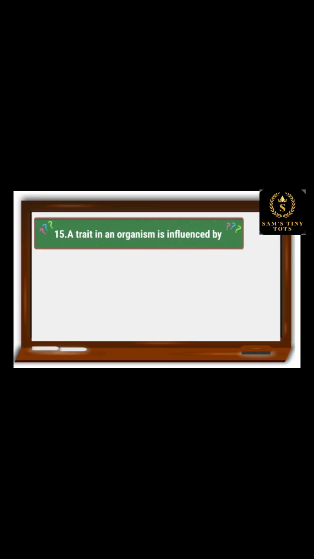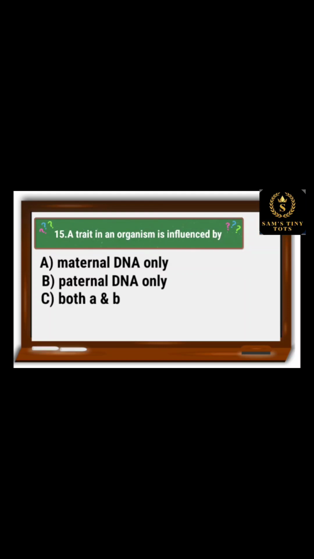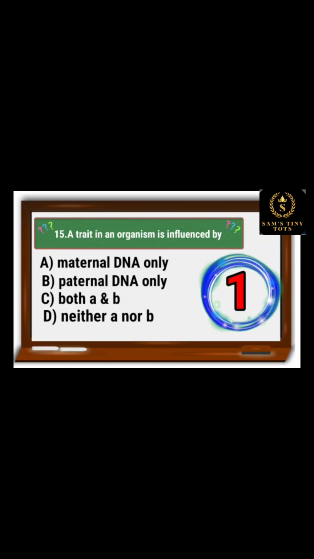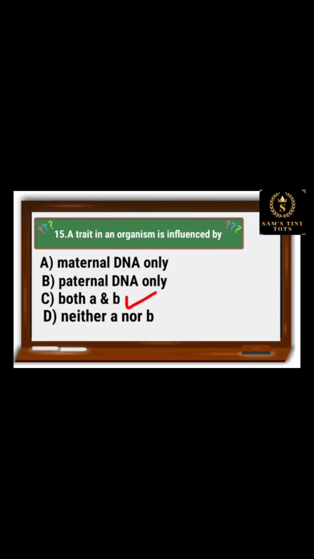15. A trait in an organism is influenced by option A, maternal DNA only, option B, paternal DNA only, option C, both A and B, and option D, neither A nor B. And the correct option is option C, both A and B.